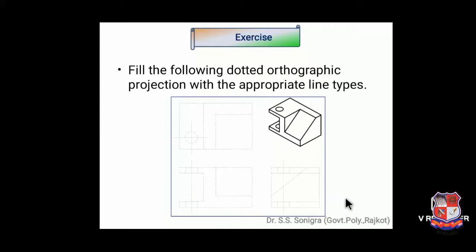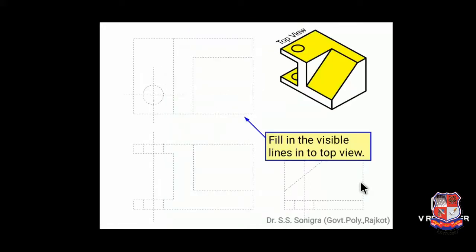Here dotted lines are drawn. Front view, top view and side view are represented. Just find out which line will be there, which line will be full line, which line will be dotted line. Let me draw one by one. Fill the visible lines in the top view.